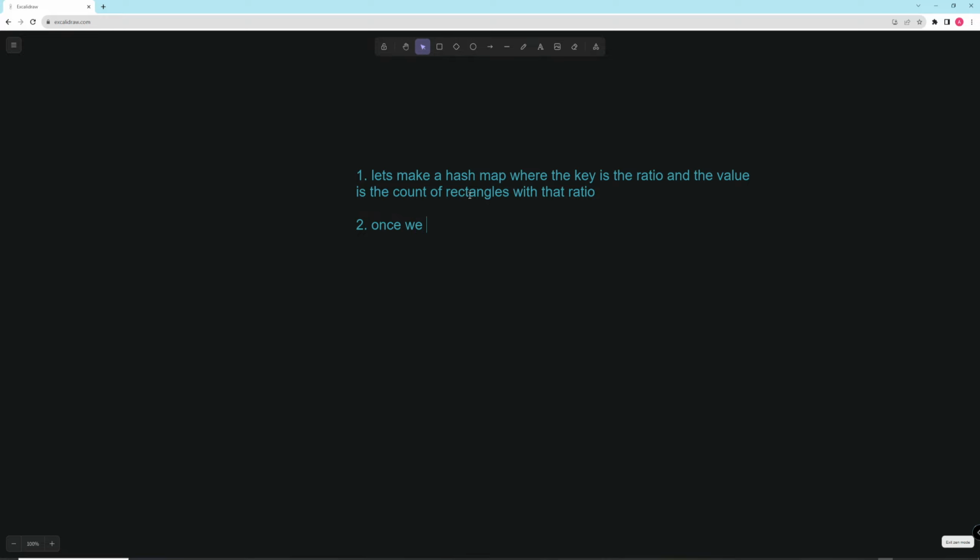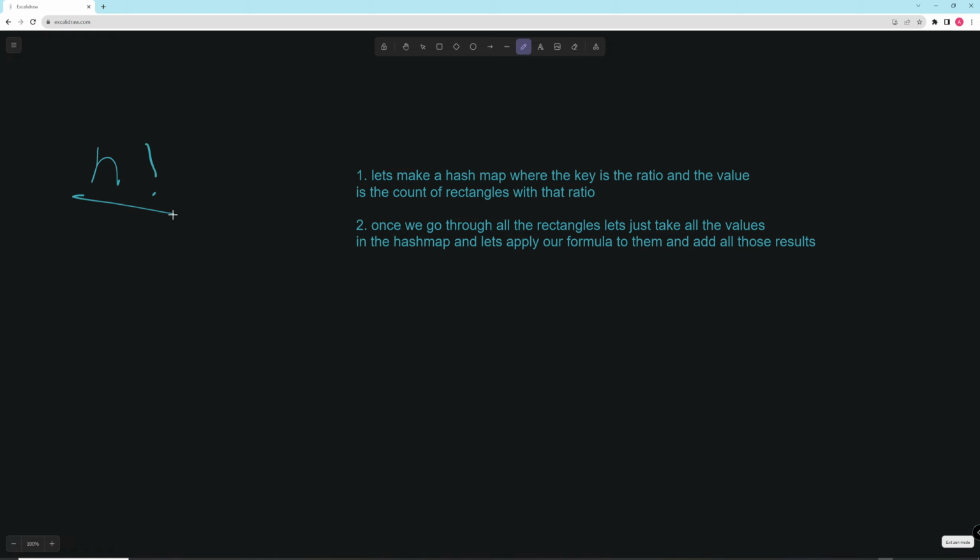Once we go through all the rectangles, let's just take all the values in the hash map and apply our formula to them and add all those results, right? So it's pretty straightforward once you get the simplification of this part here. Once you get this, it's pretty straightforward, and you have to recognize, oh, I can actually do this in linear time because most of this stuff cancels out.